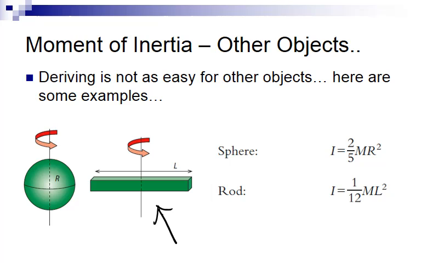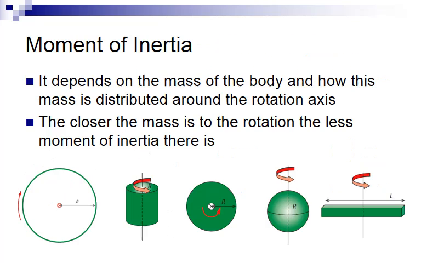And so those are different moments of inertia. You don't have to memorize any of those. They should be given to you as a given, or you can work your way backwards to solve for the moment of inertia for the different objects. But these are just a couple of common ones.